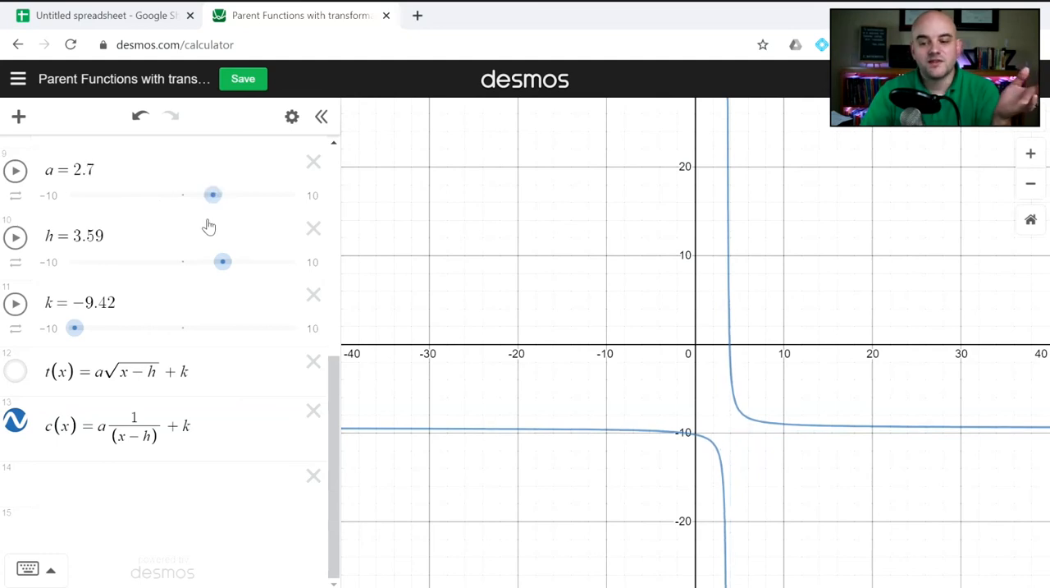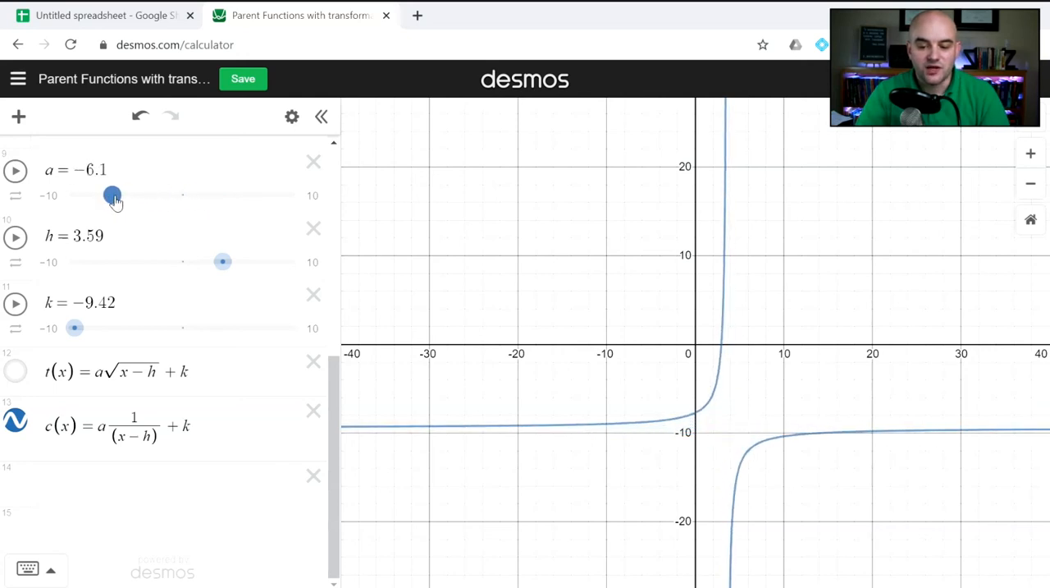So I always call these two things the curvy corners. Pay attention to where the curvy corners are. Right now, when a is positive, it's in like the top right and bottom left. When a is negative, notice they switch. Now there's a curvy corner in the top left and bottom right.